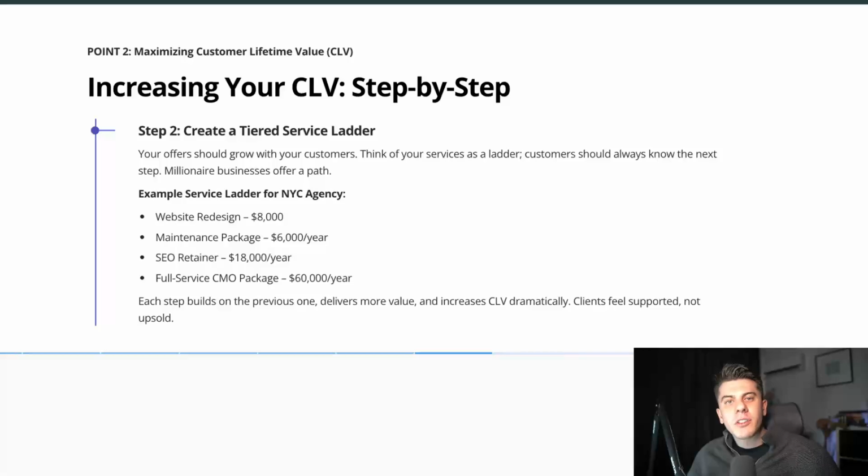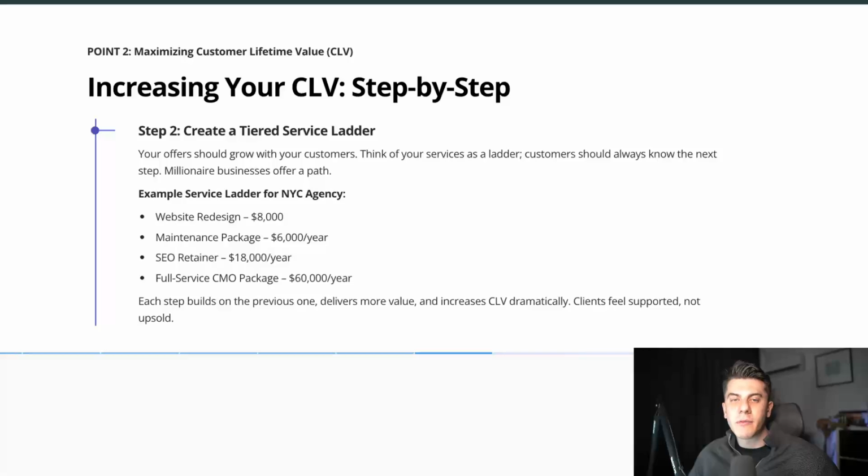Now, step 2 is creating a tiered service ladder. People grow, businesses grow, and your offers should grow with them. Think of your services as a ladder, and your customers should always know what the next step is. Most businesses offer one thing. Millionaire businesses offer a path. When I help digital agencies, I run a service mapping exercise to design this exact progression.